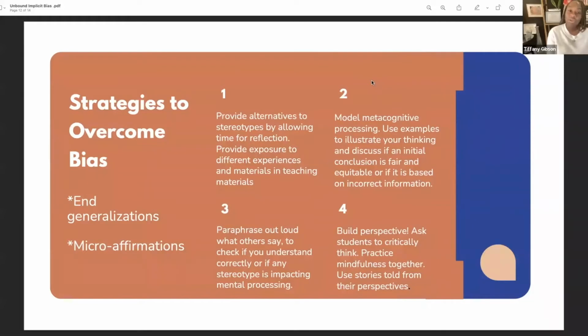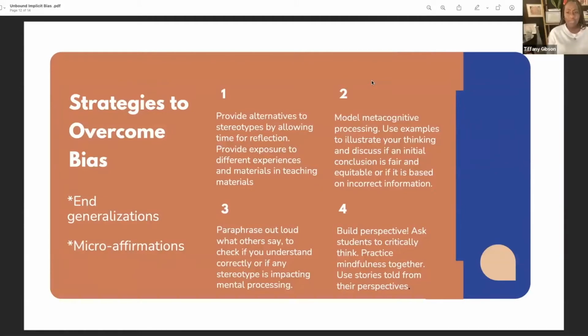So we want to provide alternatives to stereotypes by allowing time for reflection. We want to provide exposure to different experiences and materials in teaching. We want to model metacognitive processing, using examples to illustrate your thinking and discuss if an initial inclusion is fair and equitable or if it was based on incorrect information. We want to paraphrase out loud what we think we heard the other person say, and check our understanding, to make sure that it's not stereotype that I'm hearing, and that is not what is interfering with my mental processing.